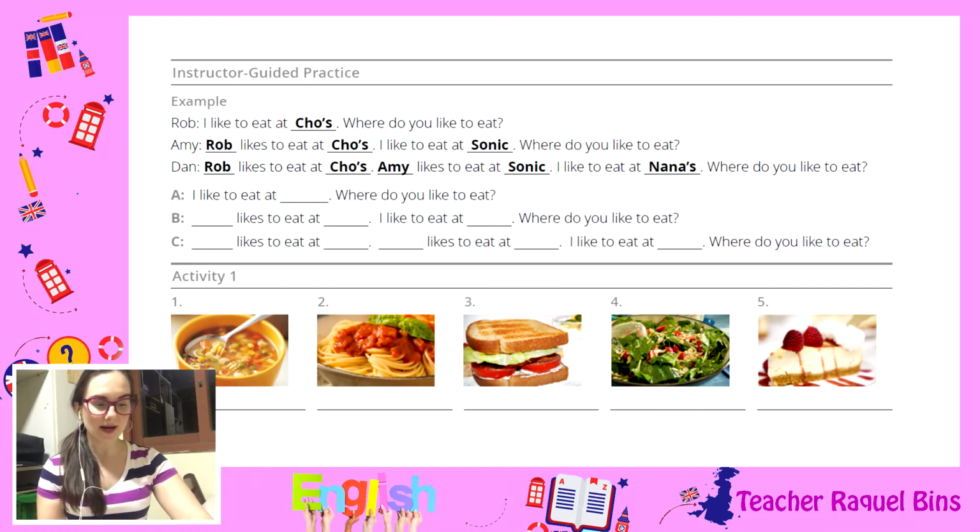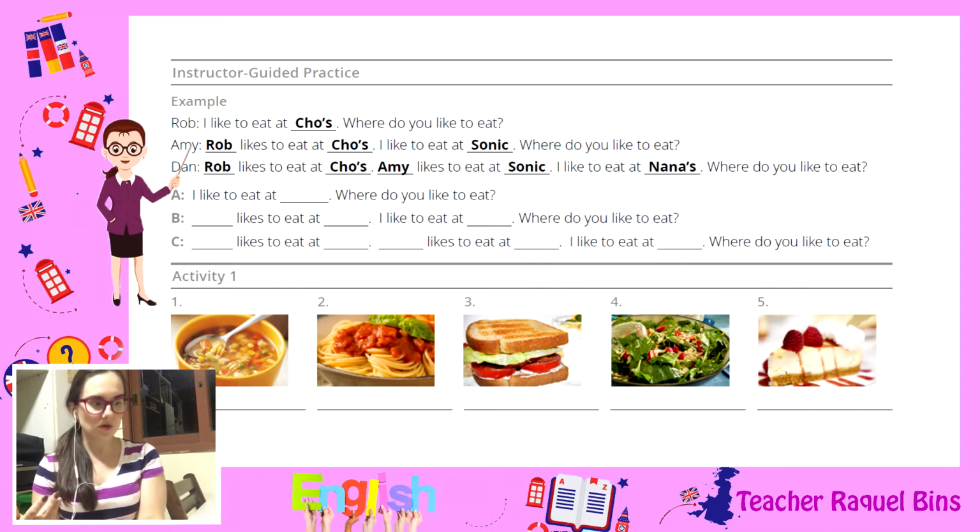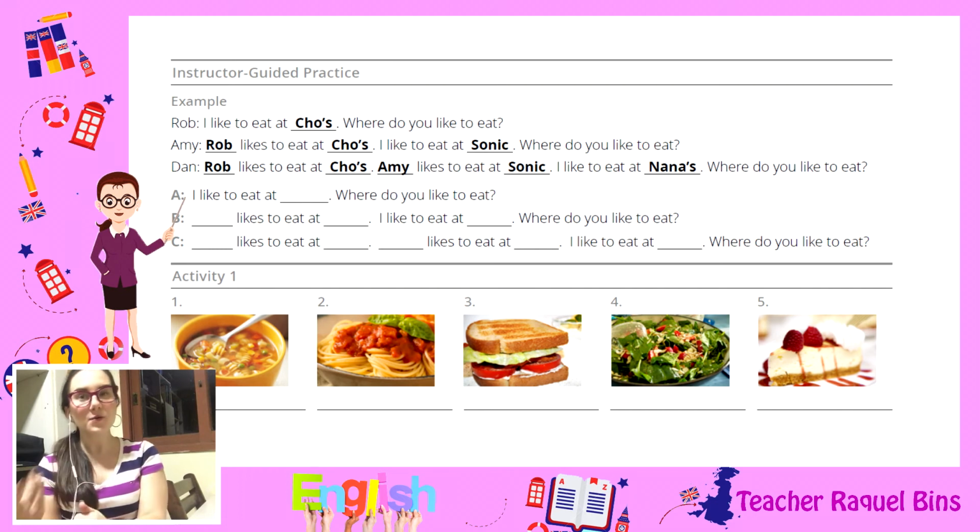For example, I like to eat at Joe's. Where do you like to eat? Então, nesse exercício, vocês vão perguntar para os colegas onde eles gostam de comer, por que eles gostam de comer naquele local e quais coisas eles gostam de comer. Então, para preencher essas lacunas, colocando o gosto de outra pessoa e para treinar as maneiras de perguntar.